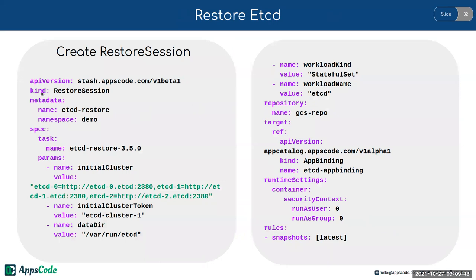Here is the YAML of our restore session. The restore session YAML contains the task name for restoring ETCD and some parameters that are necessary for restoring our ETCD database: a repository name from where we have to restore the data, and the app binding name. Here we are specifying that we will restore the ETCD database from the latest snapshot.